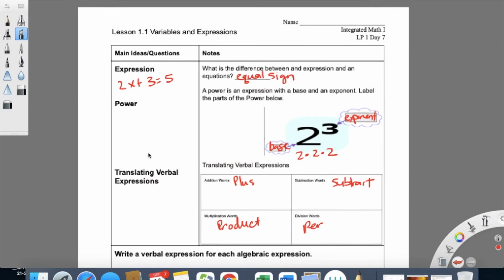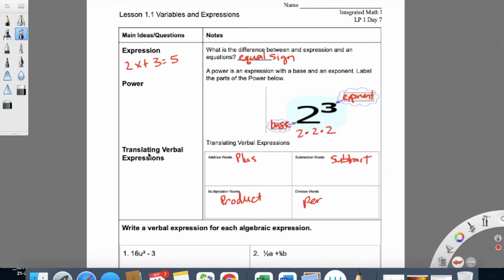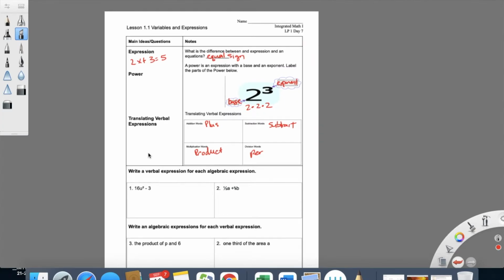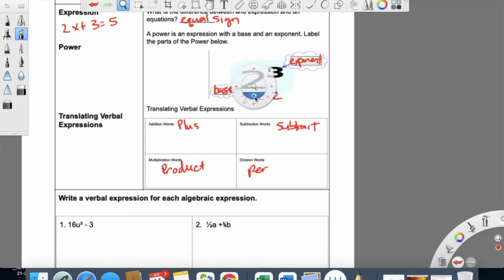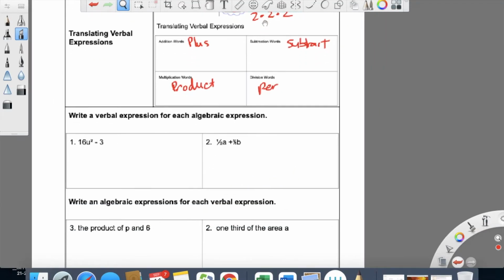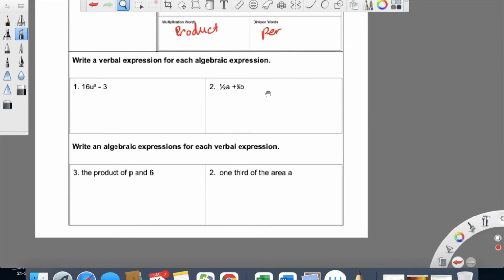So I'm going to minimize that and come back over here. And let me scroll down. Well, I didn't want to zoom out. All right, let me just scooch up. All right, let's go ahead and look at some of the problems here.